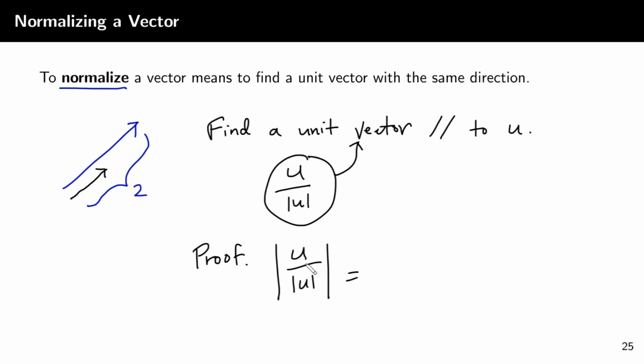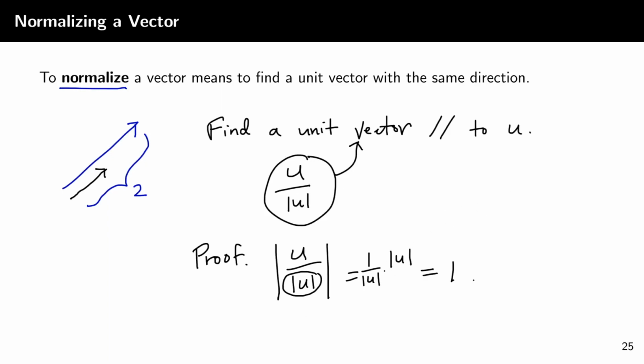So now, this is equal to the magnitude of u. Now, when computing magnitudes, pwede nating ilabas itong scalar na to. Positive naman ito. So, lalabas siya as 1 over magnitude of u. So, 1 over magnitude of u times magnitude of u is equal to 1. So, indeed, unit vector nga itong vector na sinulat natin.